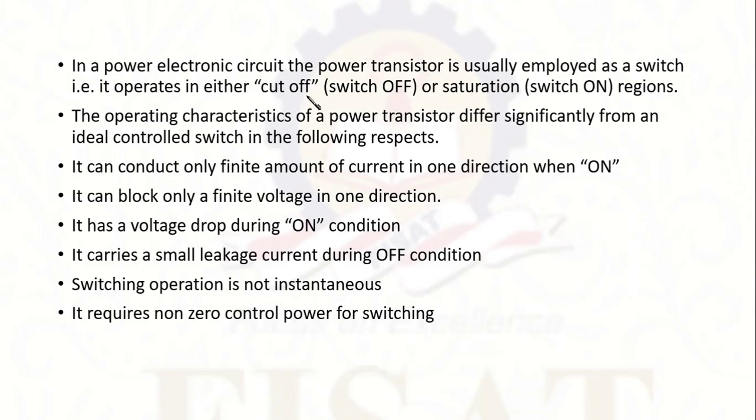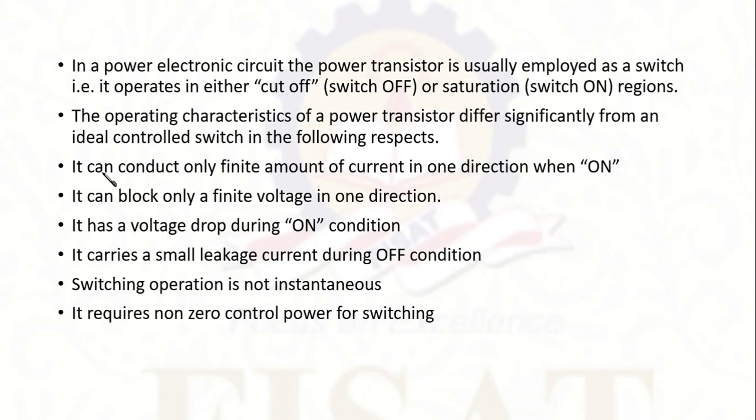So in a power electronic circuit, the power transistor is usually employed as a switch. That is, it operates in either cutoff or saturation regions. So we know that a transistor is operating as a switch in its cutoff and saturation regions. So the operating characteristics of a power transistor differ significantly from an ideal controlled switch in the following respects.